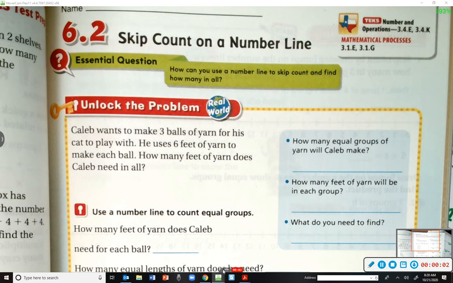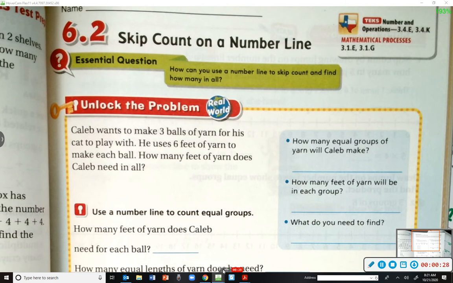Okay guys, today we're going to be reviewing a new strategy for multiplication. It is skip counting on a number line. So we're going to practice two things in one, skip counting and using a number line. So I need you to be focused, follow along with me in your book. Page 179 is where we're starting in your Go Math book. Okay?